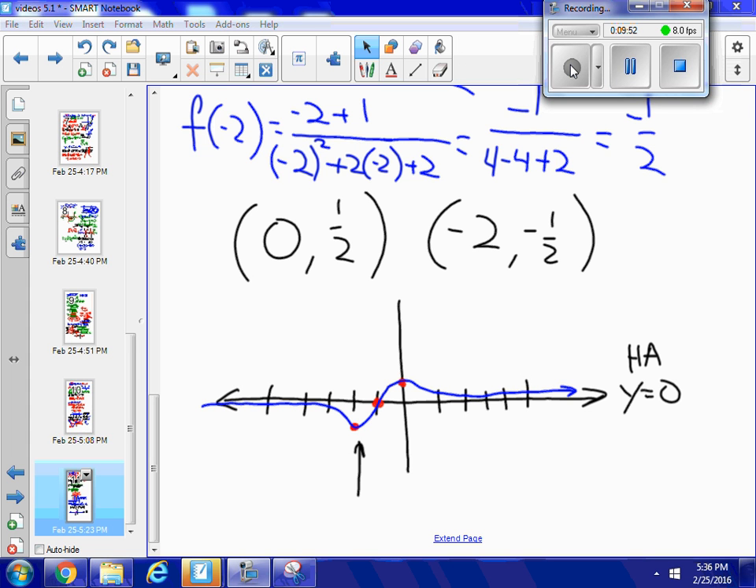So your knowledge of how the graph works really lets us know now that this point right here is a relative minimum, and this point right here is a relative maximum. It's just like a super neat puzzle.